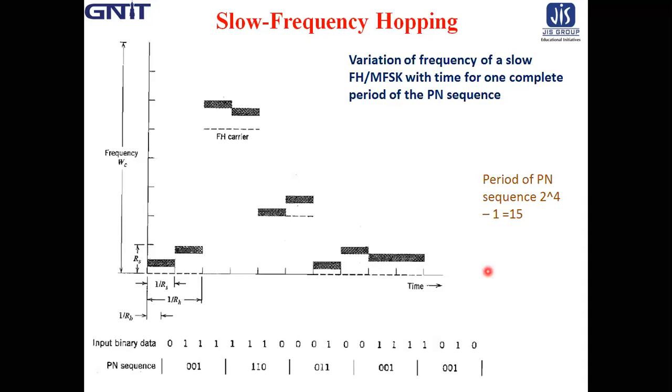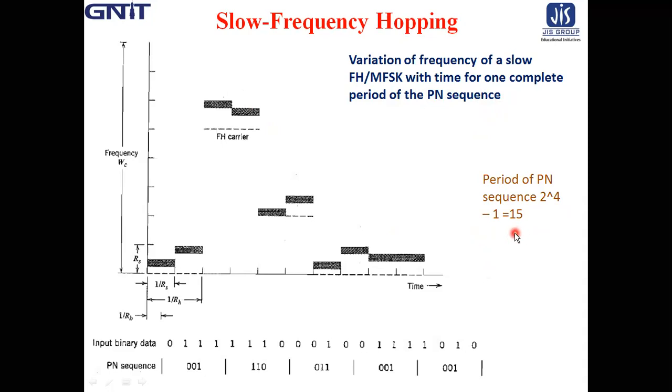This is an example. This figure illustrates the variation of the frequency of a slow FHM-FSK with time for one complete period of the PN sequence. The period of the PN sequence is 2 to the power 4 minus 1, that is 15.